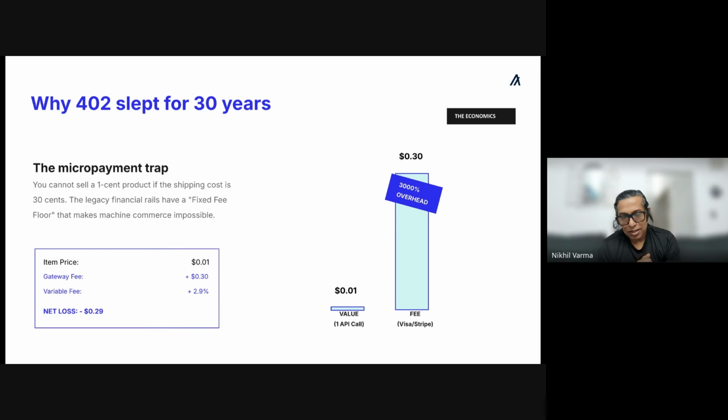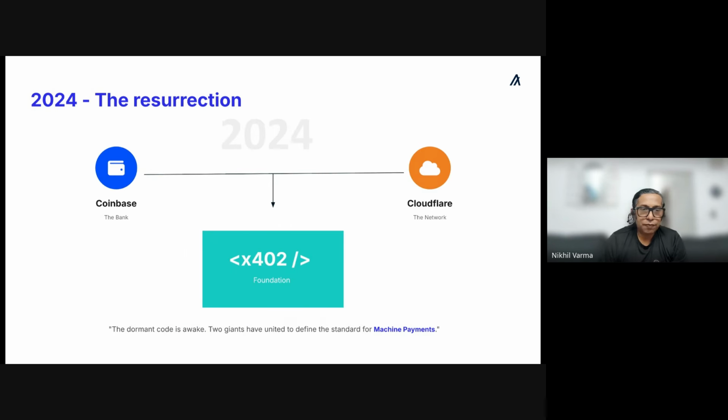This is where the problem arises, because the transaction overhead defeats the purpose when it comes to this micropayment issue. And that's in, when in 20, the next slide please. In 2024, of course, Coinbase led this whole thing, but I would say that there was a bit of work done from Cloudflare's side also.